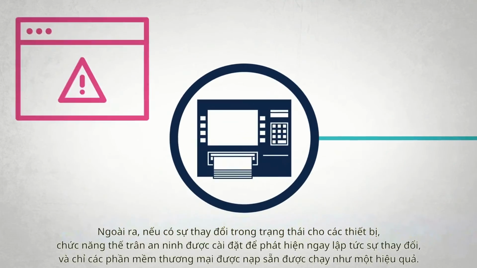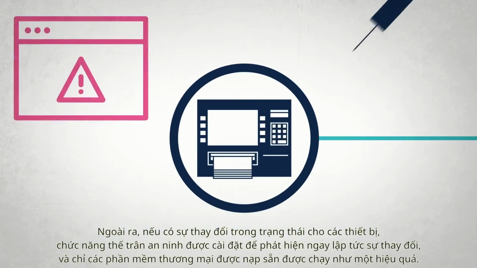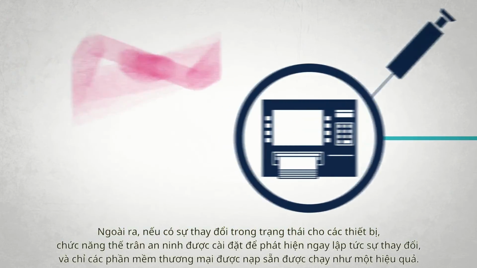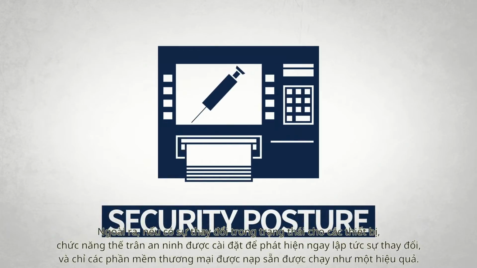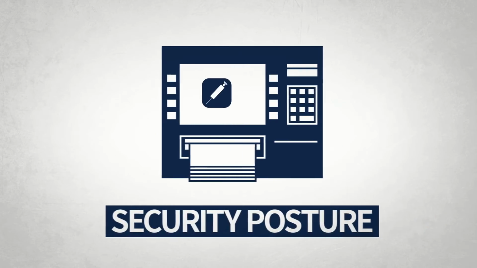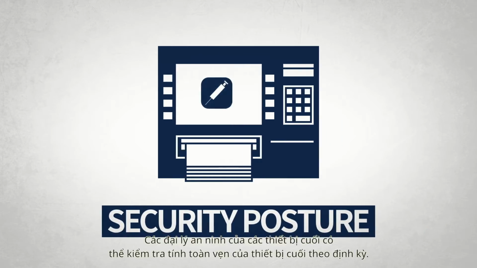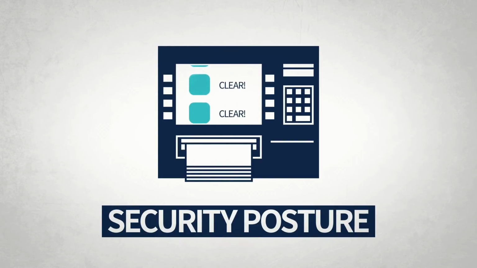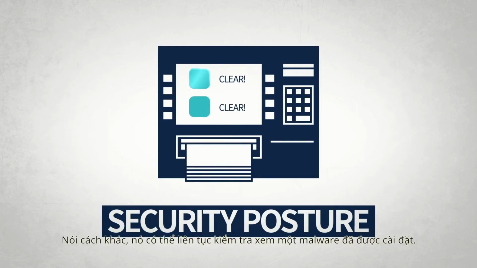Also, if there is a change in the state in the devices, the security posture function is installed to instantly detect the change, and as a result, only the preloaded business softwares are run. The security posture agent of the terminal can check the integrity of the terminal periodically. In other words, it can continuously check whether a malware has been installed.